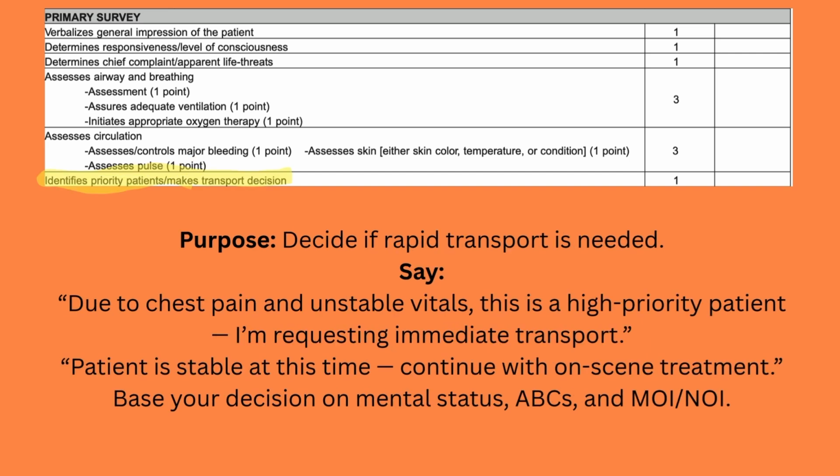Now identify priority patients and make the transport decision. If it's triage, you have to sort out which patients are which, and if not, decide if rapid transport is needed. In your assessment, use rapid transport. So you can say, due to chest pain, this is a high priority patient, I'm requesting immediate transport, or the patient is stable and continue on scene. Do not do that. Use rapid transport in your exam.